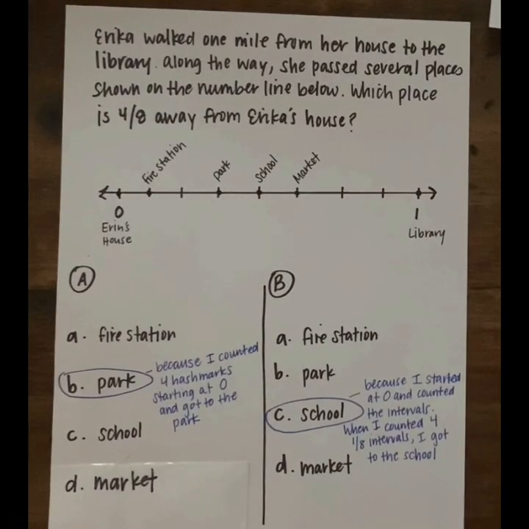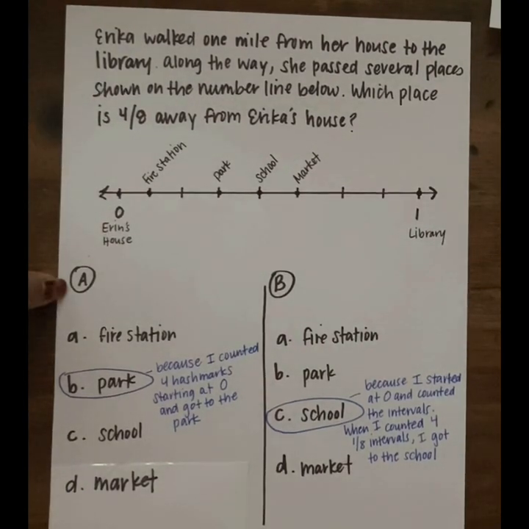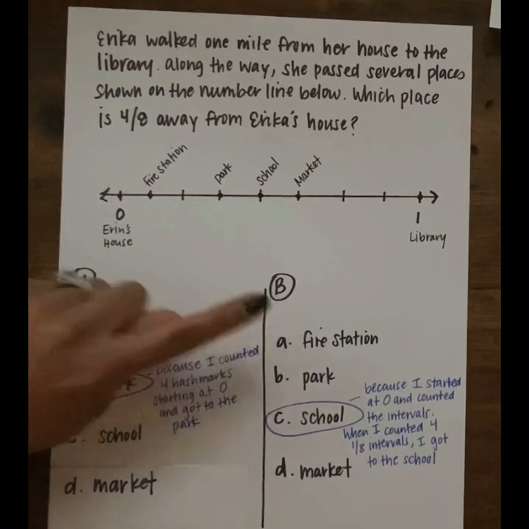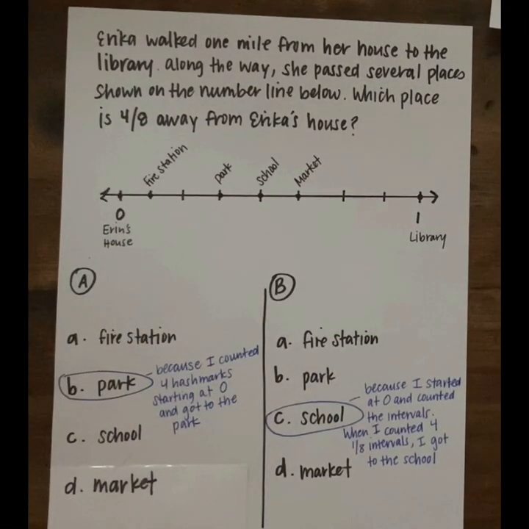Let's take a look at some student work from number 6. Look carefully at the problem and then look carefully at the work of student A and student B. These friends chose different answers, and you can see the reasons why they chose their answers here. Look carefully at their rationale and then think to yourself, who do you agree with, student A or student B? Who correctly identified the place that's 4/8 away from Erica's house?